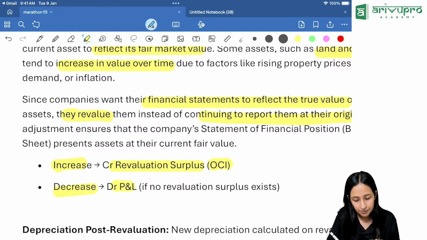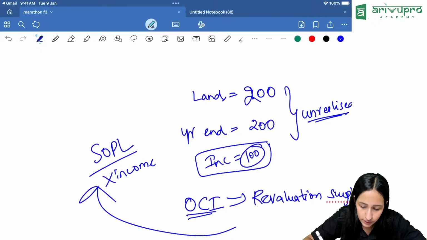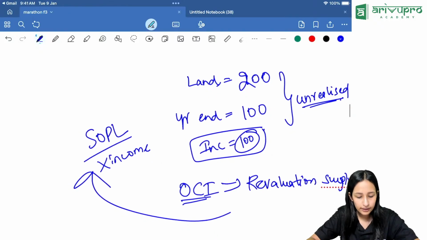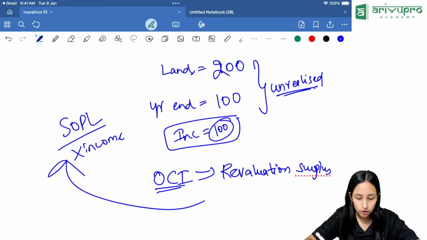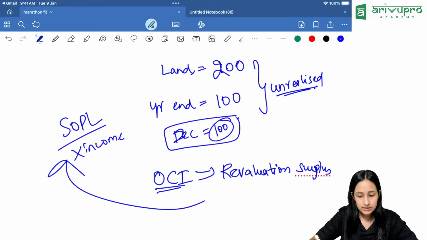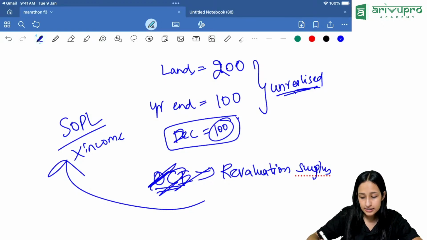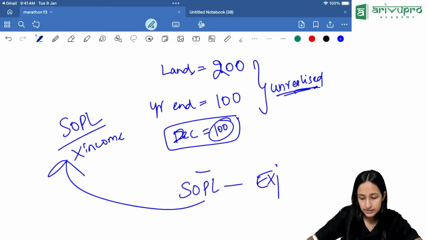But at the same time, if there's any decrease, for example, here, land was 200, but later it became 100. Why did it reduce in value like this? Because, let's say, they built a cemetery in that area. So now the value of land has automatically gone down, decreased by 100. Now this is still unrealized, but it is an unrealized loss. In that scenario, it will not go to OCI as revaluation surplus. It will go to statement of profit and loss as an expense.